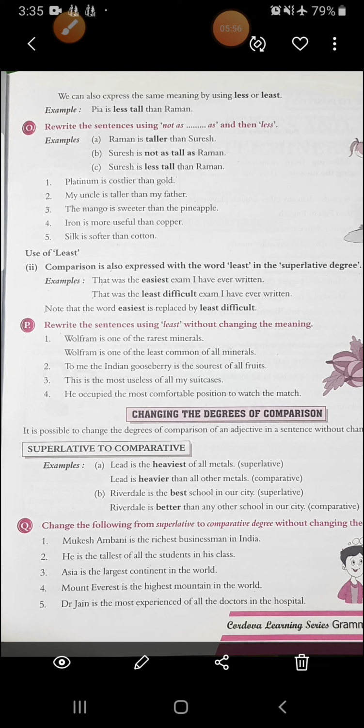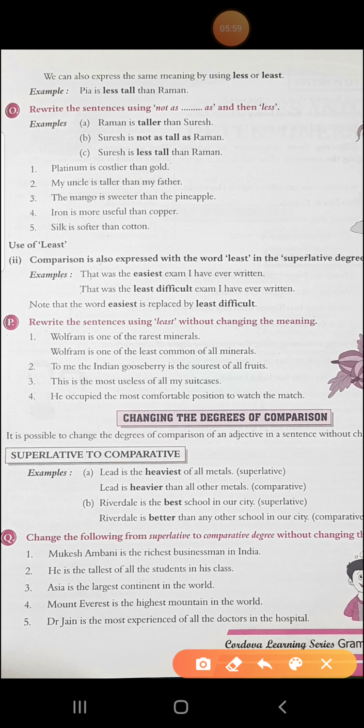What you have to do in exercise O, that is given here, is rewrite the sentence using not as...as, and then less. See the first example. Raman is taller than Suresh. Then what we have written, Suresh is not as tall as Raman. And then what we are saying, Suresh is less tall than Raman. Here also I will tell you in oral form, and then I will show you the written answers after completing this exercise. See the first one.